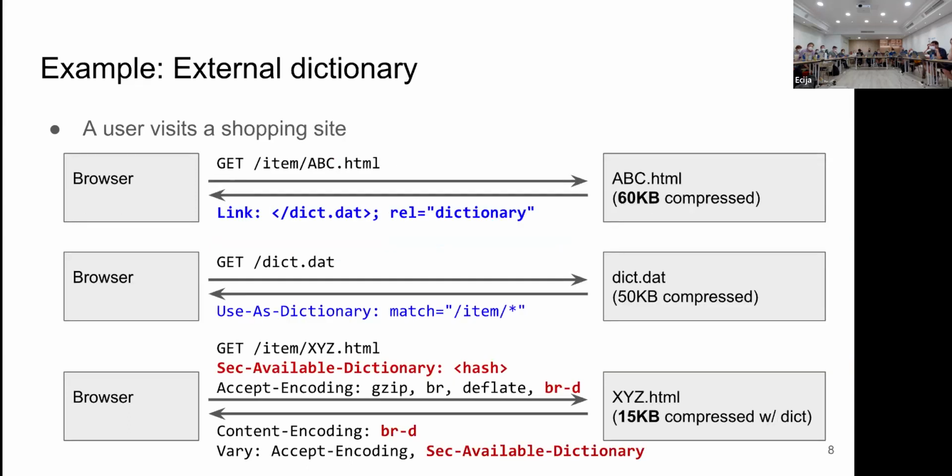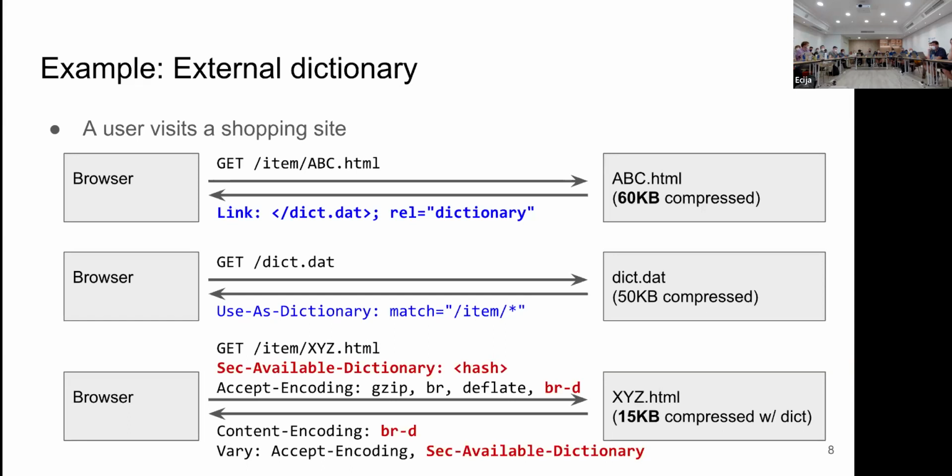This is another example of an external dictionary use case. The user accesses a shopping site. In the response to this HTML file, there is a new link rel=dictionary header, which is pointing to dict.dat. The browser downloads the dictionary dict.dat when it is idle. The HTTP response header contains use-as-dictionary: match=/items/*. So the browser will use the dictionary when accessing the shopping site in the future.